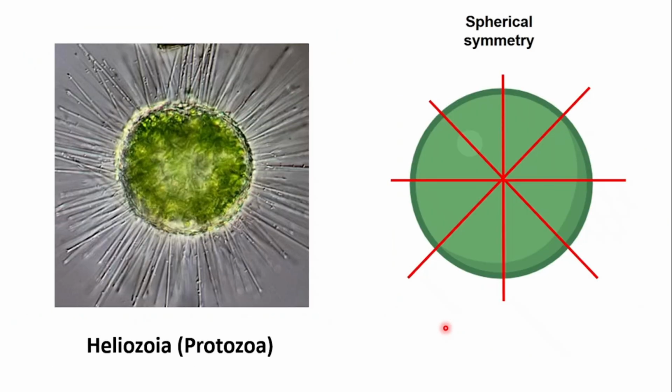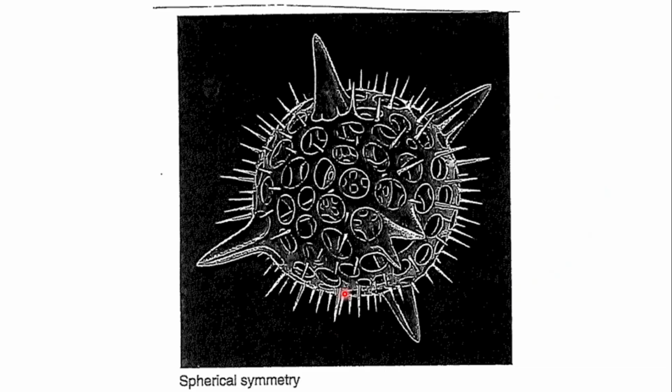All right. So here we have another example. We have heliozoia. This is another example of spherical symmetry. And here is another example of also spherical symmetry. Remember, for spherical symmetry, we can take any plane. Once that plane passes through the center, it's going to divide that organism into two identical mirror image halves. That's the idea with spherical symmetry.